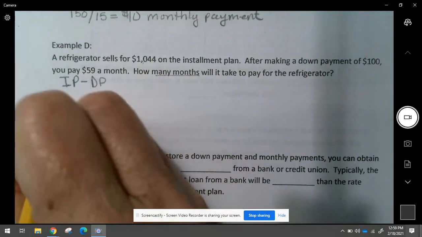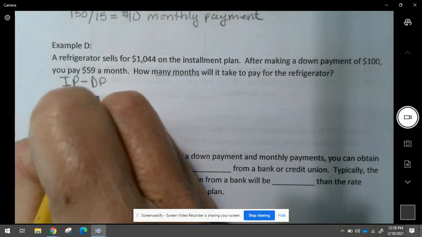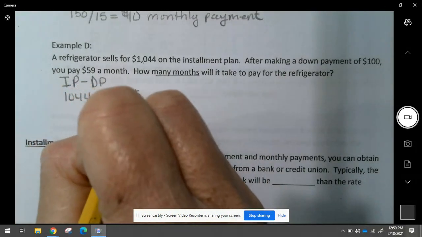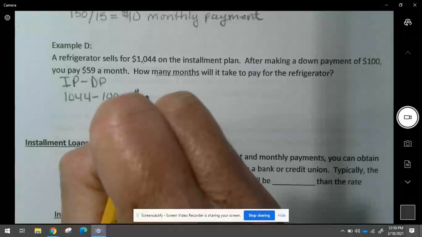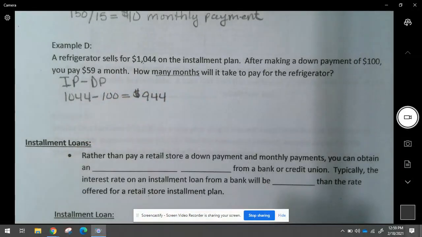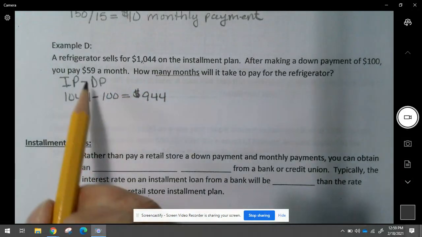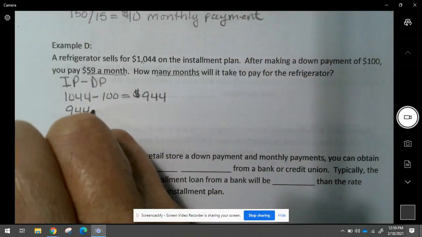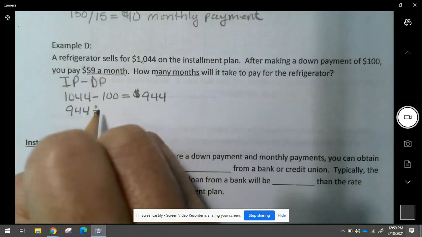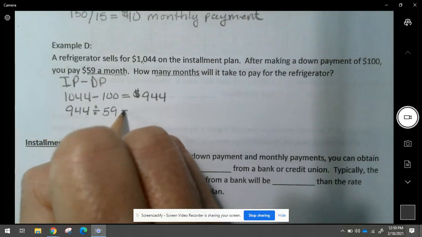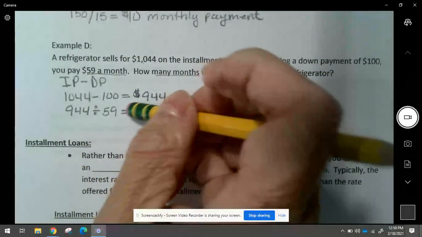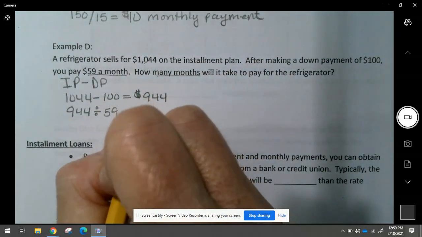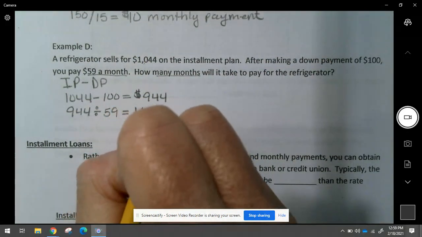Installment plan is $1,044. The down payment was $100. So our remaining balance is $944. We know that we're paying $59 a month, so we take $944 and we divide that by 59 to get our total months. And in this one, when we do our division, it's going to be 16 months.